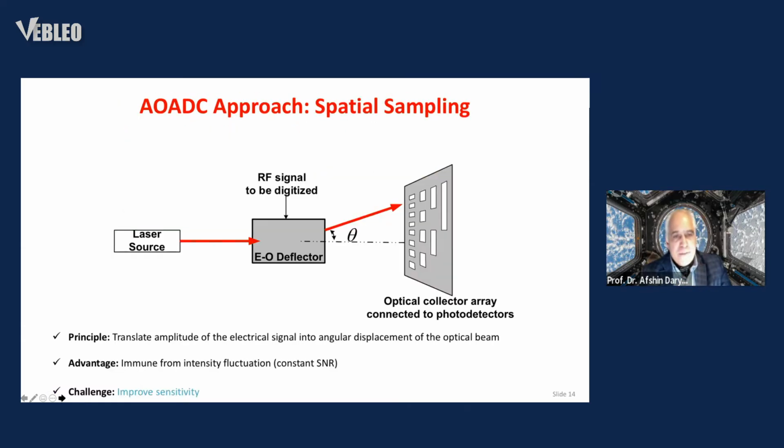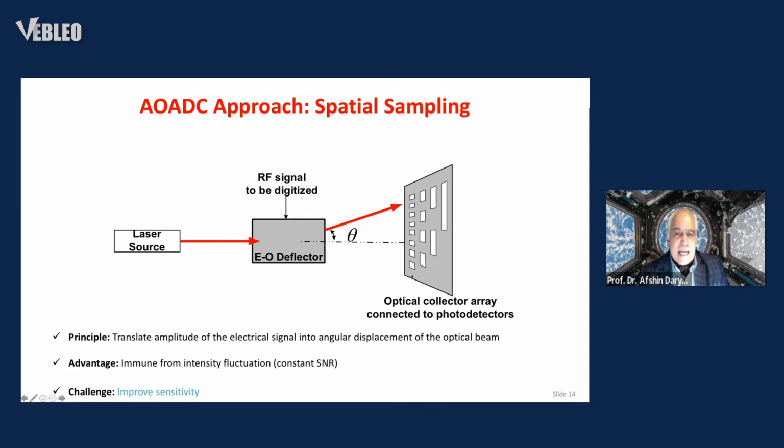The approach that I have advocated since the mid-2000s is to use the spatial light modulator as opposed to amplitude modulation. In this case, we take the RF signal and cause the deflection of the optical beam in an angular fashion. So you're converting RF energy to angular rotation, and this angular rotation of a fixed amount of light is going to hit the apertures.